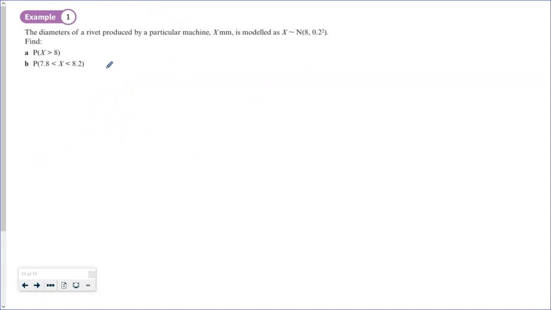Let's use these facts to try and answer example 1 then. So we've got the diameters of a rivet produced by the machine, X, modelled by this distribution. Now x is a random variable because obviously the machine doesn't do it exactly the same each time. It's random what the actual diameter of the rivet is going to be. So we've got this normal distribution, and we know that the mean is 8. So that means that on average the rivet diameter is going to be 8. And this number here, 0.2 squared, is our variance, which we've been calling sigma squared.